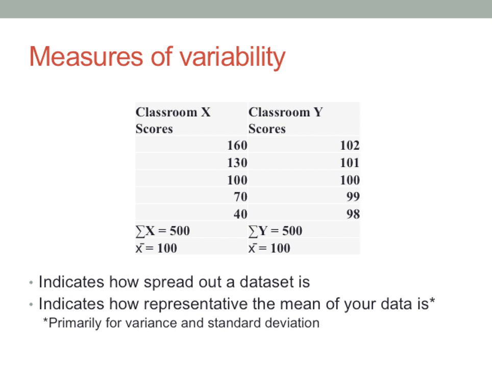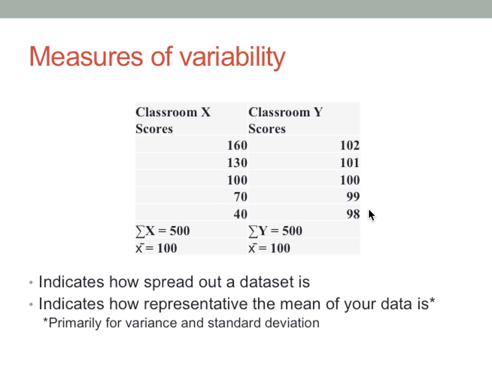So, measures of variability. Well, one of the ways we can show what measures of variability do is by giving an example. So let's look at this example on the slide. Let's say we have classroom X, and classroom X has these 5 scores: 160, 130, 170, and 40. And classroom Y has 102, 101, 199, and 98. How would you describe these data?